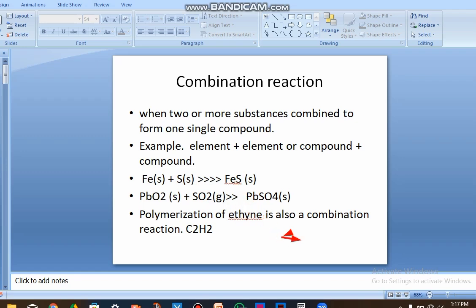So also elements can react with other elements to form a compound, right? Also compound can react with compound to form bigger compounds. Are you getting it? Look at this place now.